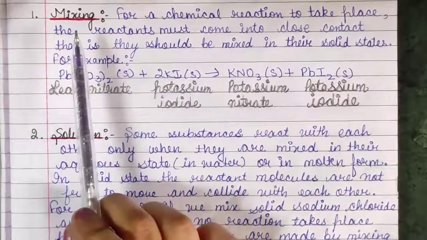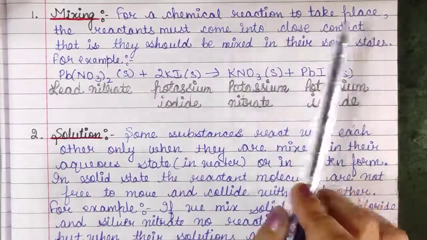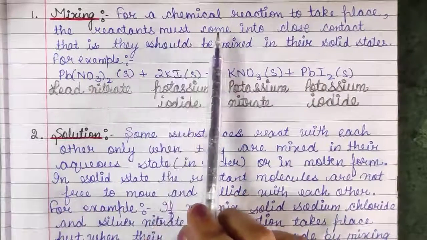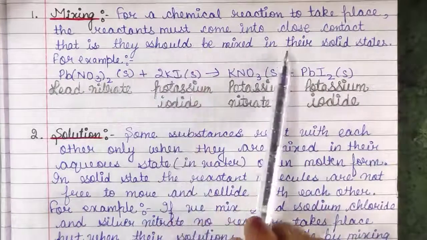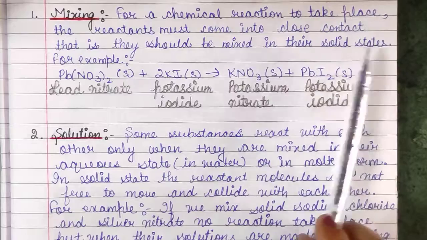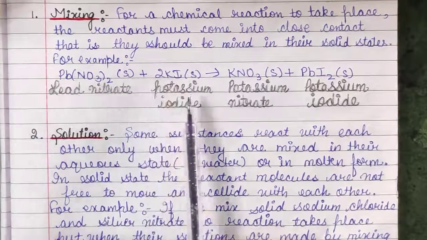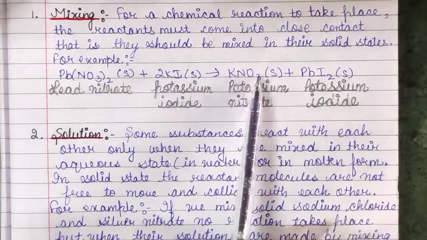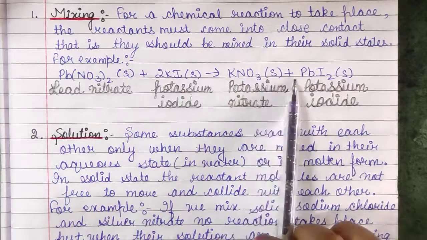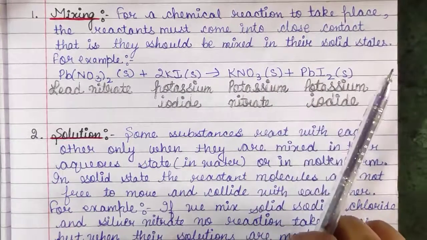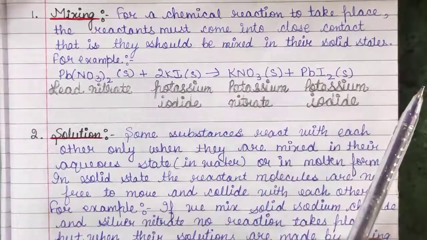Number 1 is mixing. For a chemical reaction to take place, the reactants must come into close contact, that is, they should be mixed in their solid states. For example, on reacting lead nitrate solid with potassium iodide solid, it will form potassium nitrate salt, which is also solid, with lead iodide salt, which is also in solid state. So it is a process of mixing.